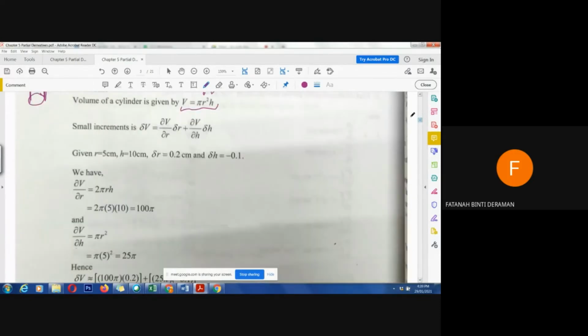So this formula is important. First of all, we need to find dV/dr. For dV/dr, pi h is a constant, so we copy pi and h, and we only differentiate r square. R square gives 2r. For differentiating with respect to h, what we have is dV/dh. We differentiate with respect to h, so the rest we just copy, and we differentiate h, we get 1.